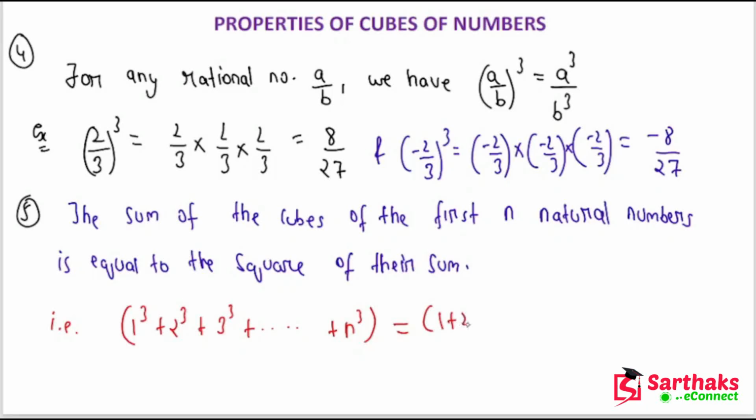Basically it says that square, that is (1 plus 2 plus 3 plus dot dot dot plus n) whole square. So first of all we have to calculate this sum, then we have to do the square. So the sum of the cubes of the first n natural numbers is equal to the square of their sum. So this is the property. The sum of the cubes and the square of the sum are both numerically equal. It is strange, but yes, it is true, they are equal.